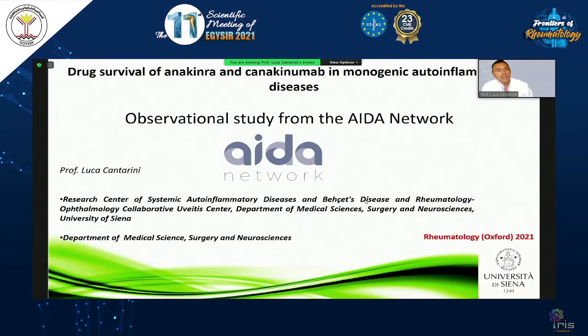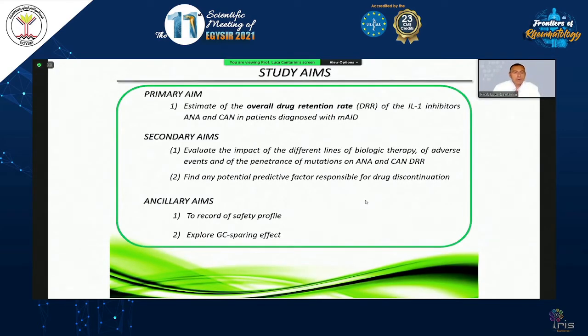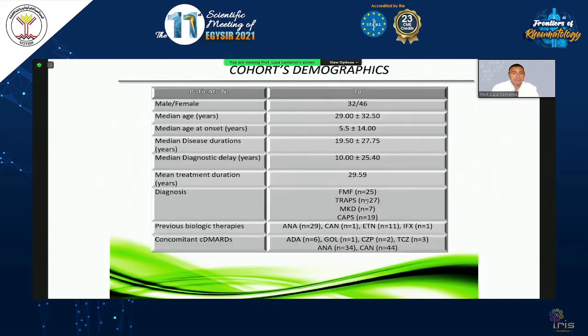In this regard, we have recently evaluated the drug survival of the interleukin-1 receptor antagonist anakinra and canakinumab in monogenic autoinflammatory diseases. The primary aim of our study was to evaluate the overall drug retention rate of anakinra and canakinumab in patients with monogenic autoinflammatory disorders. The secondary aims were to evaluate the impact of different lines of biologic therapy, of adverse events, and of the penetrance of mutations on anakinra and canakinumab drug retention rate, and finally to find any potential predictive factor responsible for drug discontinuation. The ancillary aims were recording the safety profile and exploring the glucocorticoid-sparing effect.